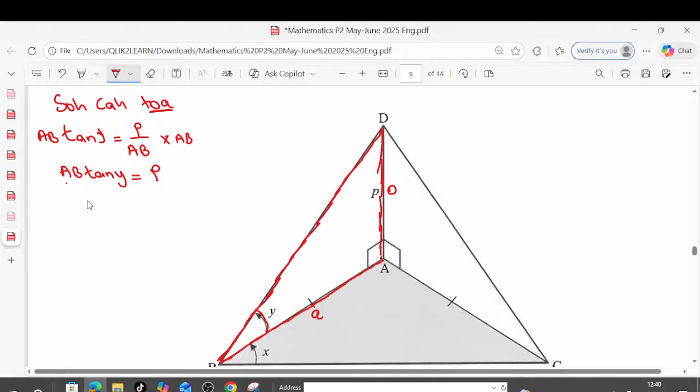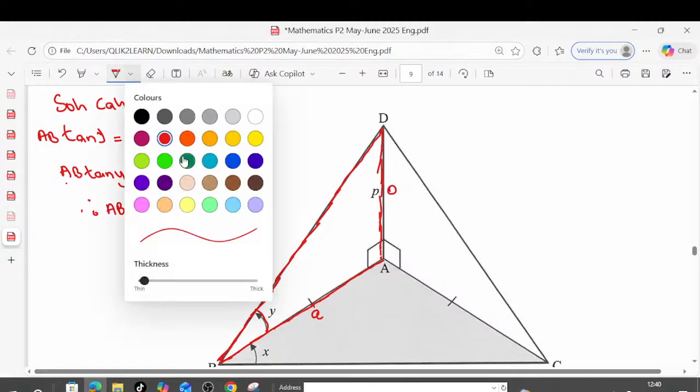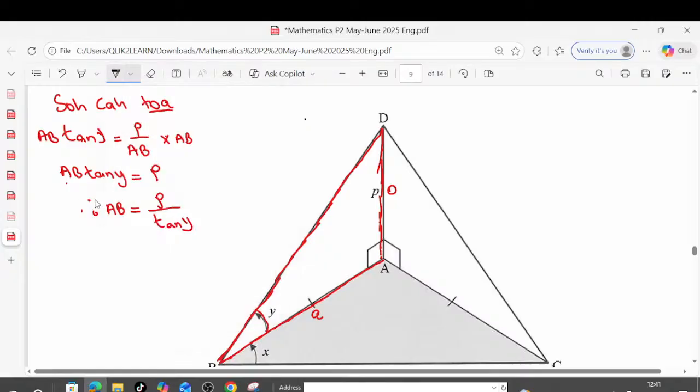But we are looking for AB. We can just divide both sides by tan Y to find AB to be P over tan Y. So this is my AB. And then when it is like this, this tells you that we have successfully answered what? Question 8.1. So this is my 8.1, and I know what AB is equal to. I hope everyone is happy with that. That was easy. Remember, normal trig ratios. Let me see your comments. Use right-angle triangle.